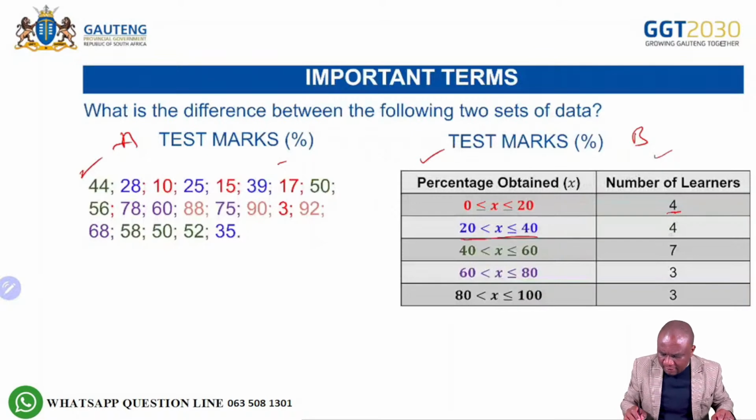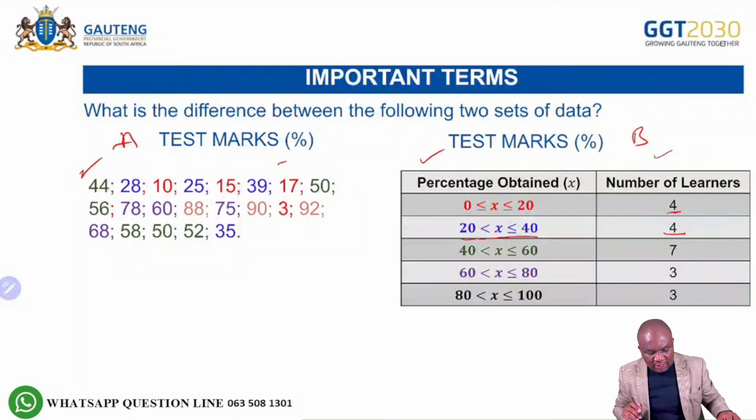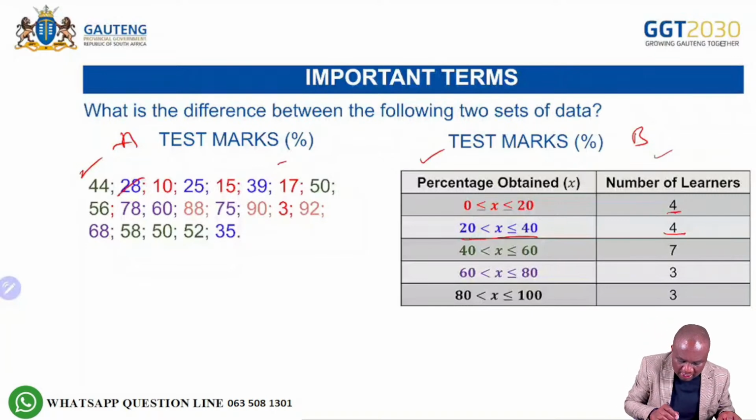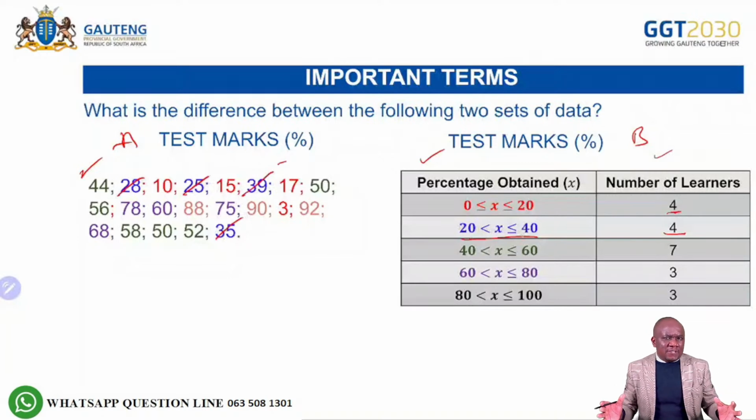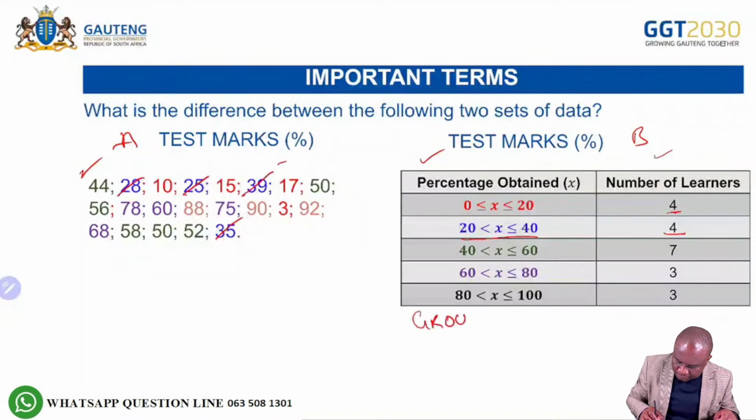20 to 40, 4 learners. It means the 4 marks here are between 20 and 40, but we don't know the actual marks. But if we check on this ungrouped data, we can actually see the marks that are between 20 and 40. 20 not included and 40 included. So we can have 1, 2, 3, 4. We can see the actual marks. But on this one, we cannot see the actual marks. So that's the difference between ungrouped data and grouped data. This is grouped. This is ungrouped.